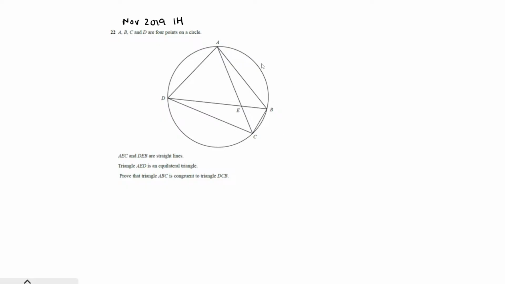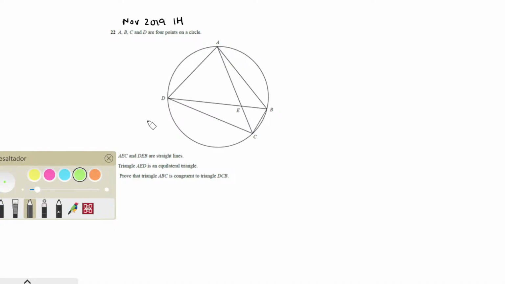So you've got, in this case now, the context is not parallel lines, parallelograms. The context is now a circle, isn't it? So you're thinking circle theorems. So they've given us AEC and DEB as straight lines, which you can see they cross through each other. Triangle AED is an equilateral triangle. Okay, this one here. Doesn't really look like it, but they've said that it is, so that's fine. Prove that triangle ABC is congruent to triangle DCB.